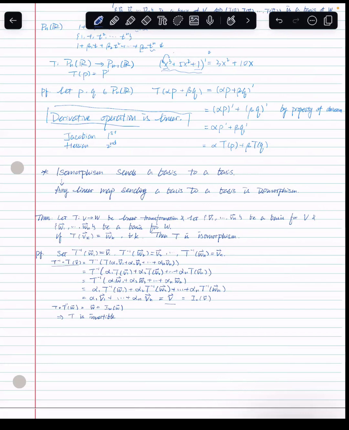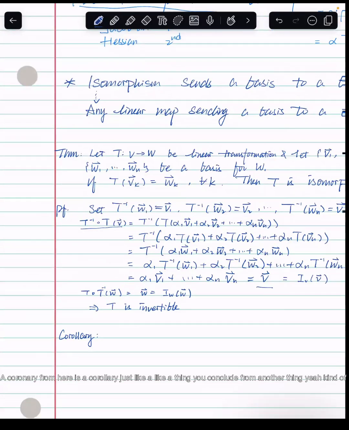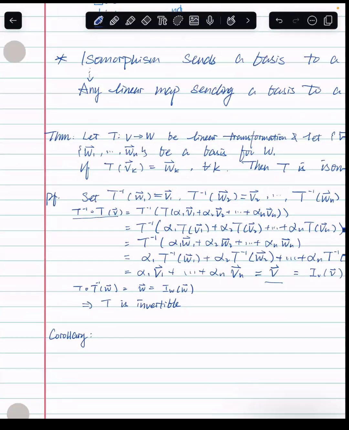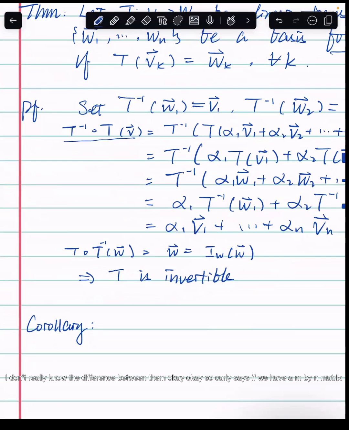Okay, so we actually have a corollary from here. Is a corollary just like a thing you conclude from another thing? Yeah, kind of. There's a lot of theorem, proposition, corollary. I don't really know the difference between them.